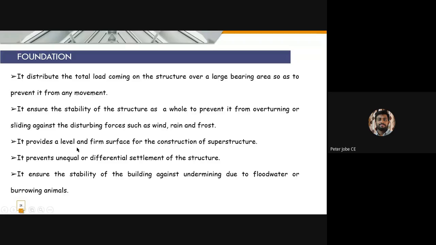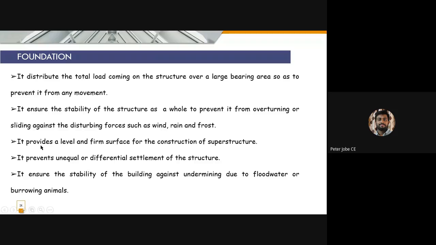The third function: it provides a level and firm surface for the construction of the superstructure. In order to construct a superstructure, we will be using several levels. You might have seen how our local masons use a particular level bob, something which they use so as to construct the walls in a straight line. There shouldn't be any variation in the line along which the walls are constructed. So they use these level bobs so that it is aligned in a straight line, both horizontally and vertically. Otherwise, the load won't be transmitted properly, and it might lead to the failure of the walls if it's a load-bearing wall.